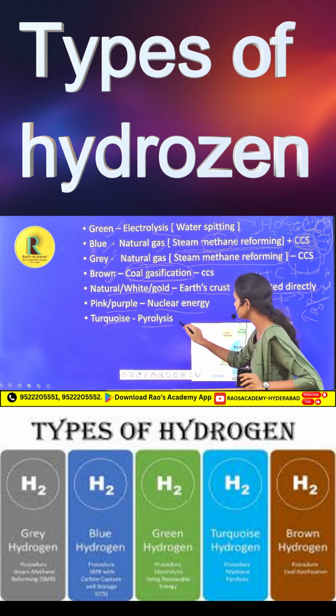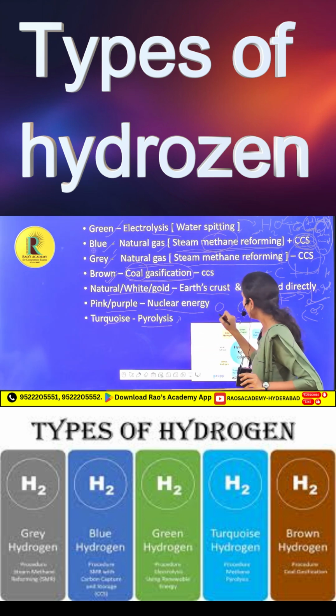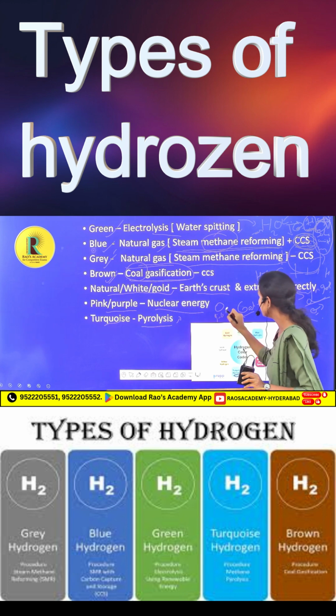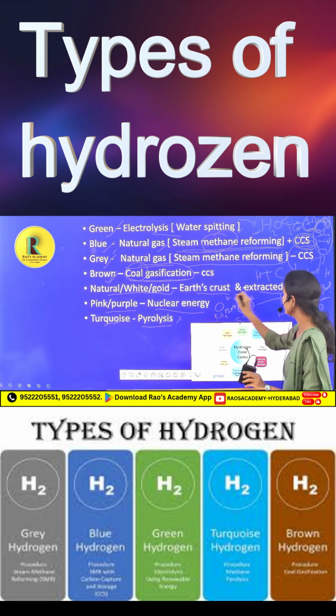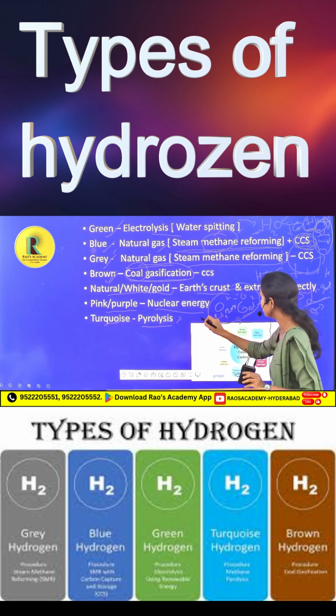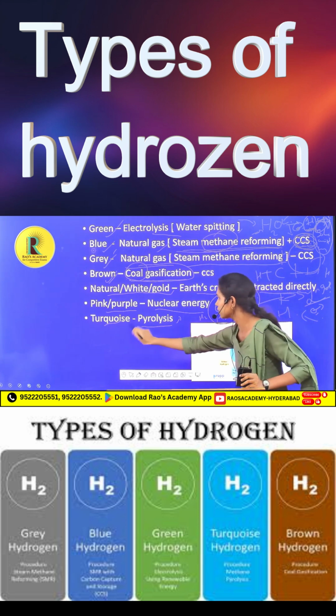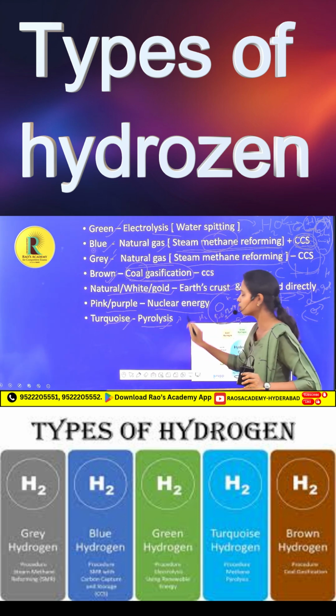Whereas turquoise hydrogen is produced through pyrolysis. Pyrolysis is nothing but heating organic matter, which is biomass, at very high temperatures in the absence of oxygen. The hydrogen produced through heating this biomass is called turquoise hydrogen, through the process called pyrolysis.